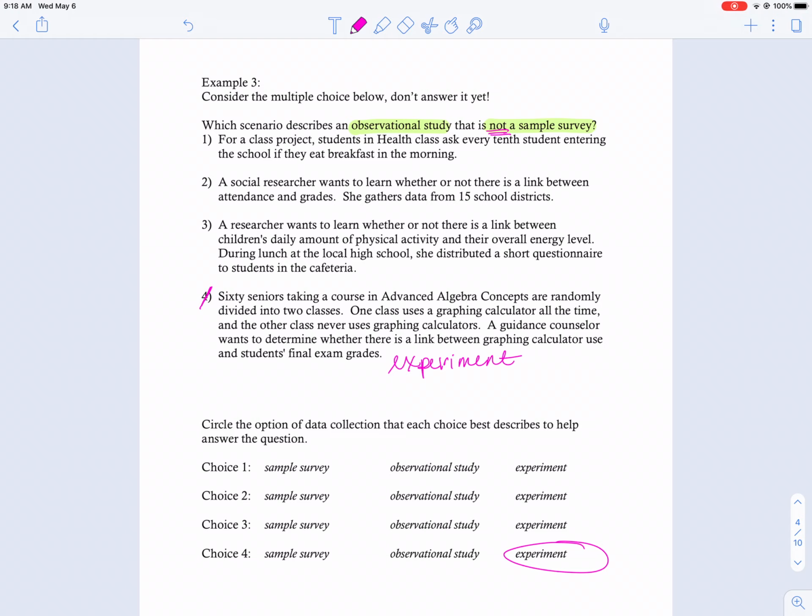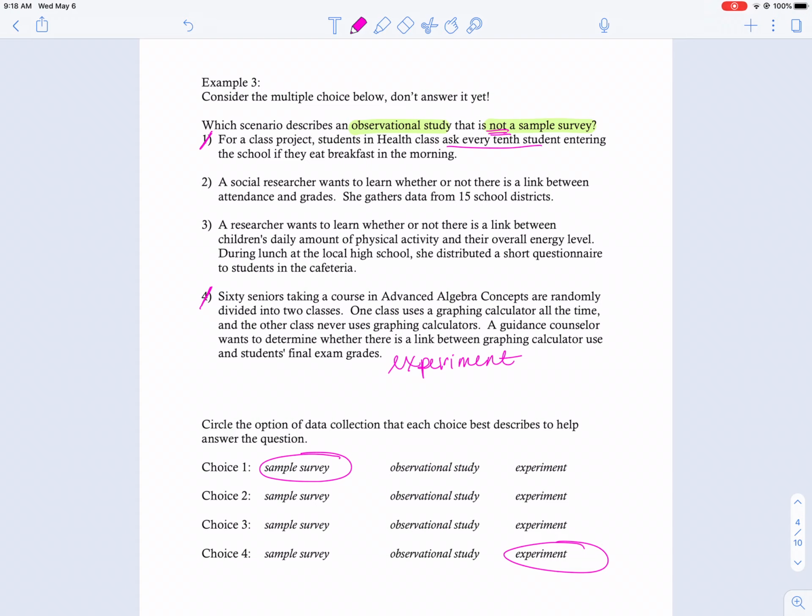Okay, so let's look at the other 3. For a class project, students in health class ask every 10th student entering the school if they eat breakfast in the morning. Is that an observational study? Yes. But is it a sample survey? Yes. This is no doubt one. They're literally asking kids as they come in, asking every 10th student. So it is an observational study, but it is a sample survey.